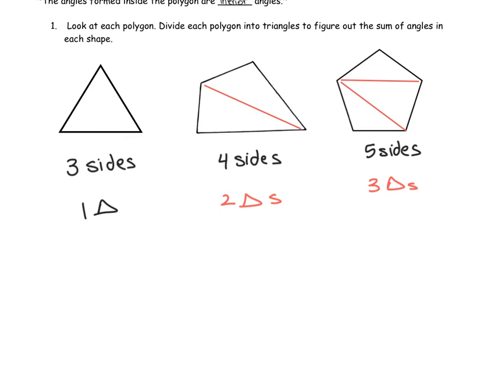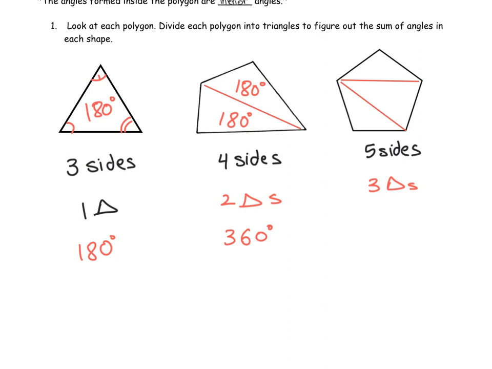Because what I can do after I know how many triangles I can make, I can see that the first one has only 1 triangle, so that's 180 degrees. So the sum of all the interior angles inside this triangle is going to be 180. This shape is made up of 2 triangles, so that's 180 and that's 180. So 180 plus 180 would give me 360. But I already know that a quadrilateral has a sum of interior angles of 360.